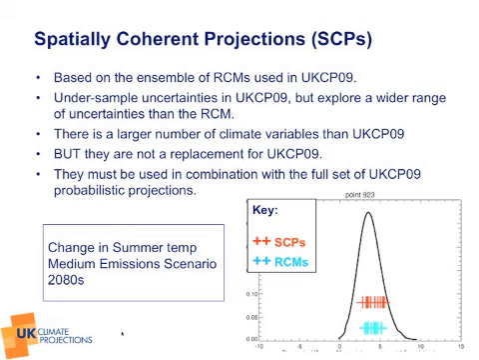The SCPs are based on the ensemble of regional climate models that were used in the making of UKCP09. They were developed by applying scaling factors to the RCM data. They provided users who needed spatial coherency in the data, but who also wanted to incorporate the wider set of uncertainties available through UKCP09. There is a larger range of climate variables available through the SCPs than UKCP09, but they're not a replacement for 09.